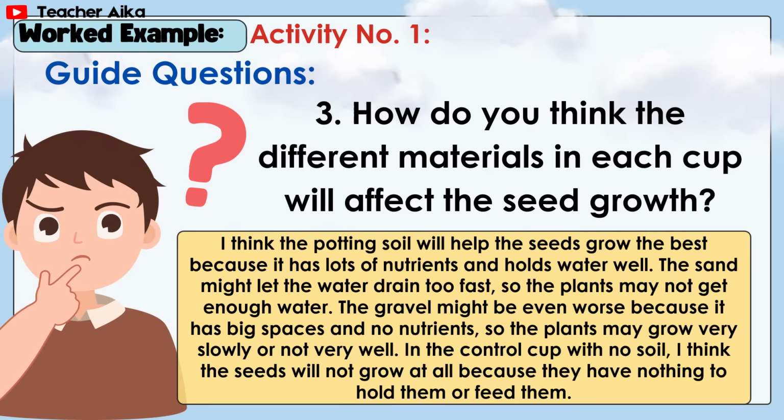The gravel might be even worse because it has big spaces and no nutrients, so the plants may grow very slowly or not very well. In the control cup with no soil, I think the seeds will not grow at all because they have nothing to hold them or feed them.